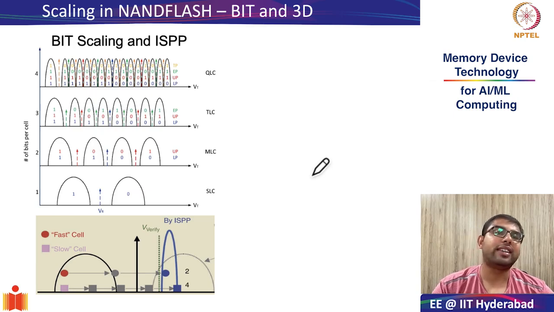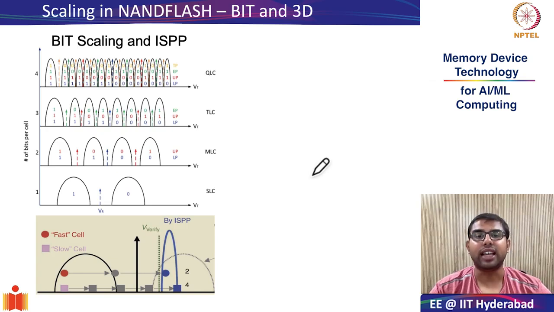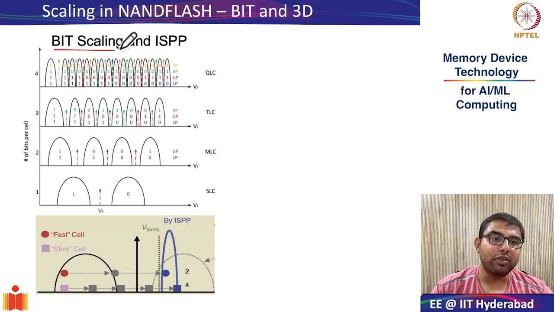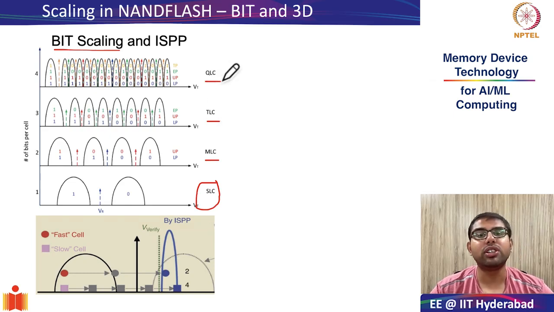The last section that we studied was regarding the scaling in NAND flash cell. We looked at both bit scaling and 3D scaling. In bit scaling, we saw how by programming intermediate threshold voltages, you can go from SLC, which is 1 bit per cell, to MLC, which is 2 bits per cell, to TLC, which is 3, and then QLC, which is 4 bits per cell. But all this bit scaling doesn't come for free. There is an added component of both complexity and latency.